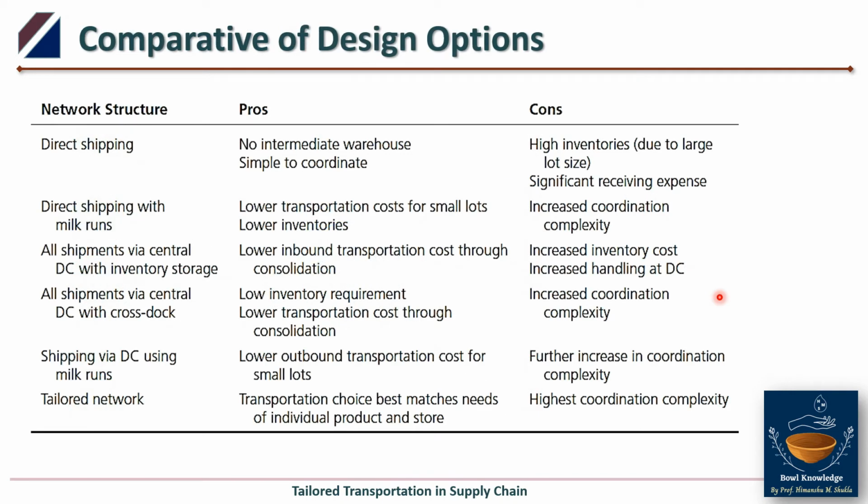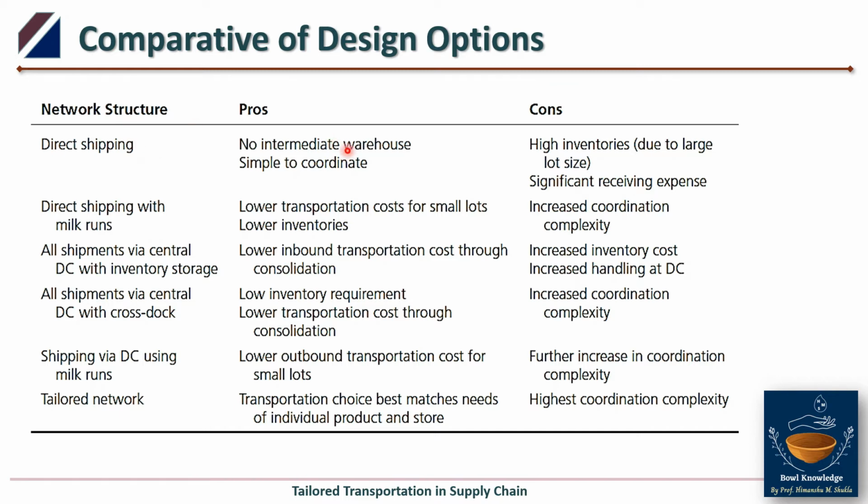Now this is the comparative table which will show you the pros and cons for various design options. Just to give you the bird's eye view, I will tell you the various pros and cons for every design option. So the first design option is very simple, simple to coordinate, that is direct shipping. You order me, I will deliver to your location, that is direct shipping.